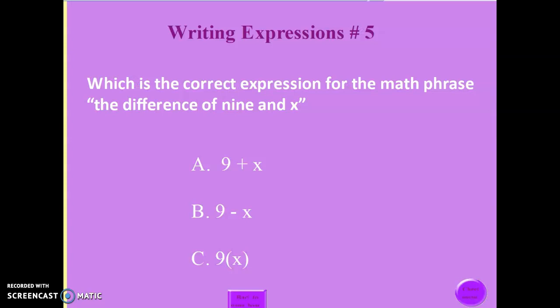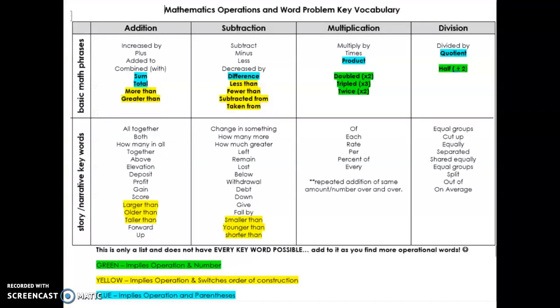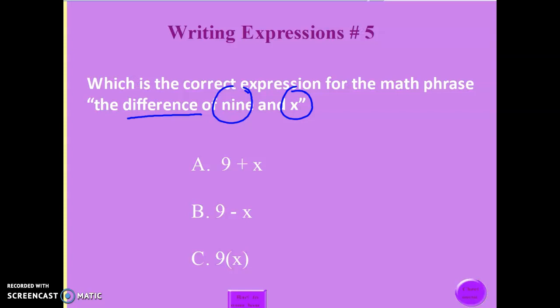So taking a look at that, which is the correct expression for the math phrase, the difference of 9 and x. So here's my operational word. Here are my terms, 9 and x. All of those contain a 9 and x. So we're looking down to difference. What does that mean? You might remember, you might not, but difference means to subtract. So we would know that we're looking for a subtraction problem. Given our options, B would be what you're looking for.